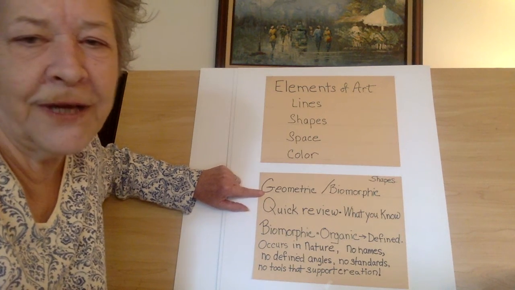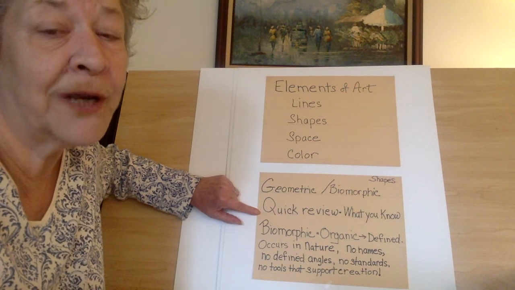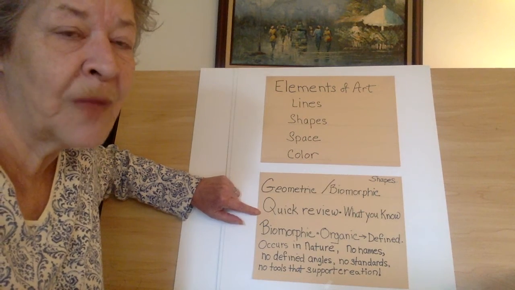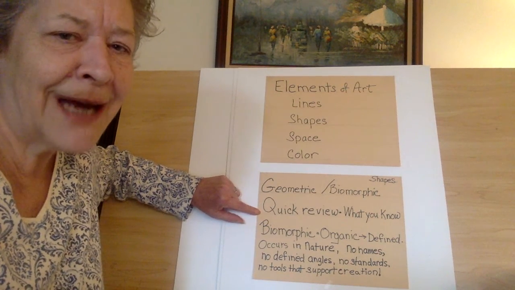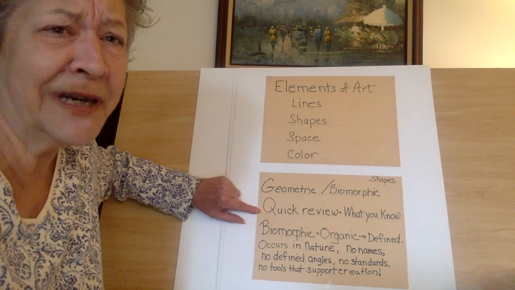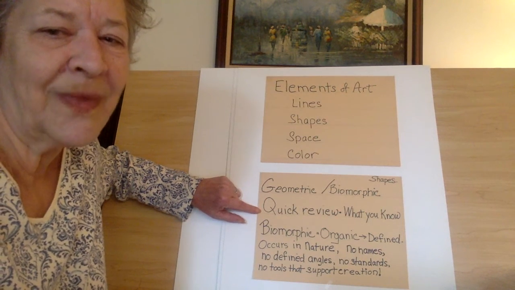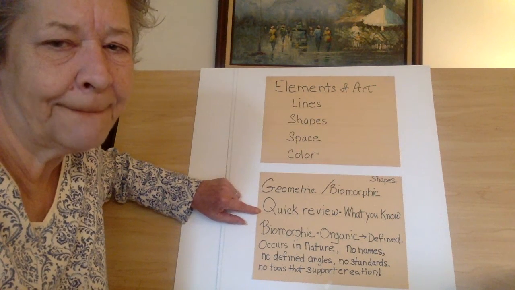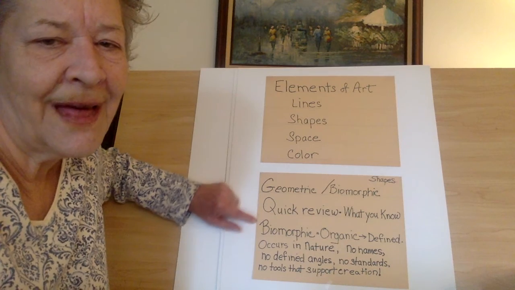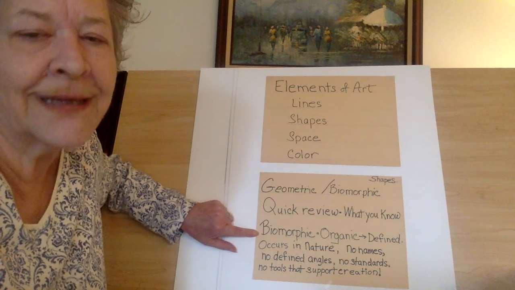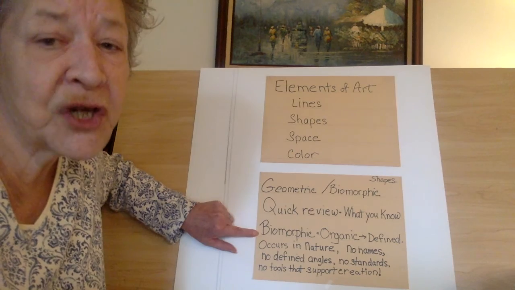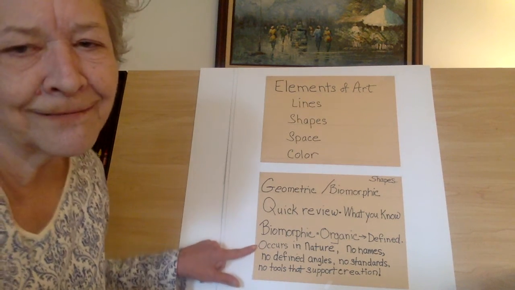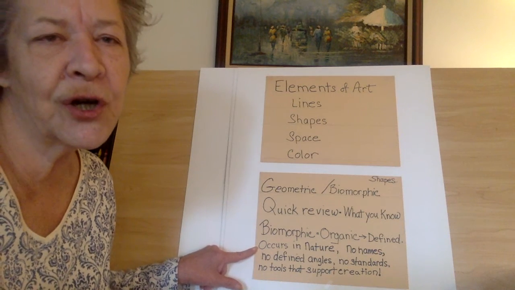Geometric and biomorphic shapes. Quick review. What do you know about geometric shapes? They can be measured mathematically. Yeah, geometry. I know. They have angles that can be measured. Biomorphic shapes can be called organic shapes. Their definition: occurs in nature. Occurs in nature.